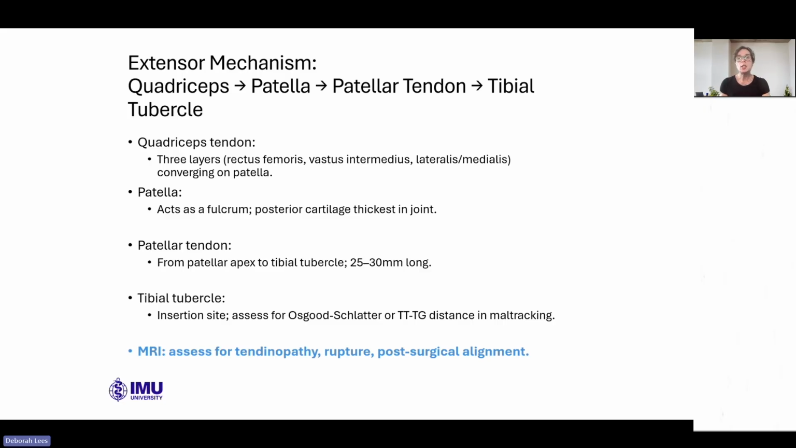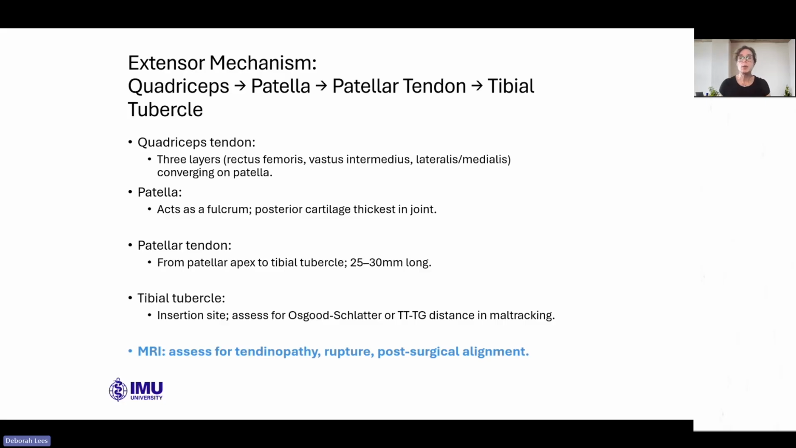Your patella essentially acts as a fulcrum. So essentially it's like a big pulley. It's a way of distributing the weight so that as the quadriceps contracts, it then distributes the weight and allows you to have that movement because it's concentrating the forces so that you get more efficient use of the energy. The patellar tendon is from the patella apex down to the tibial tubercle or the tuberosity. It's approximately 25 to 30 millimeters long.